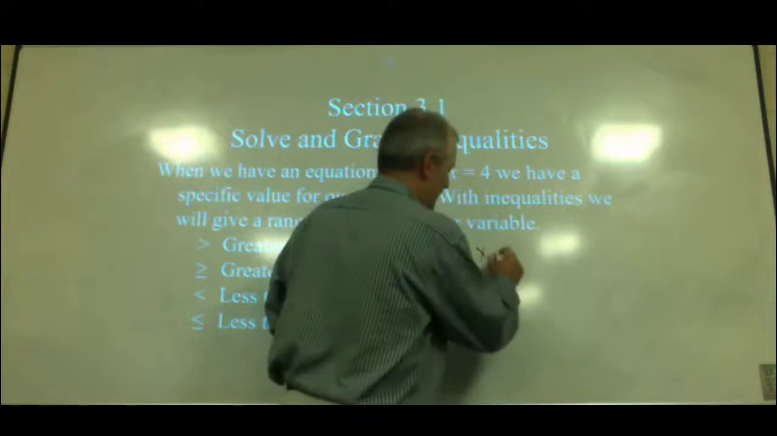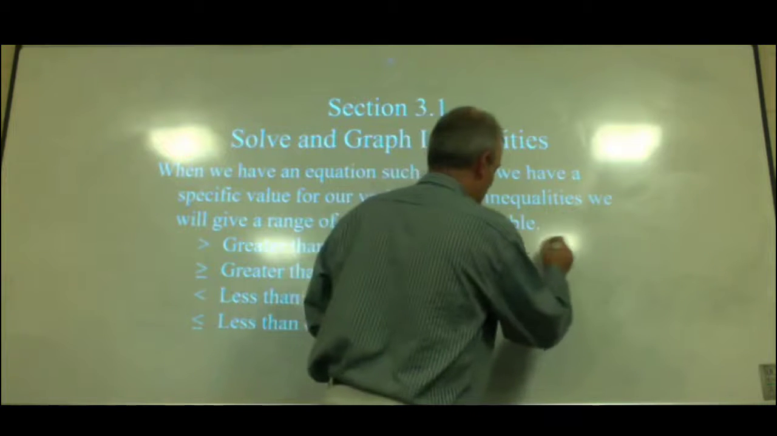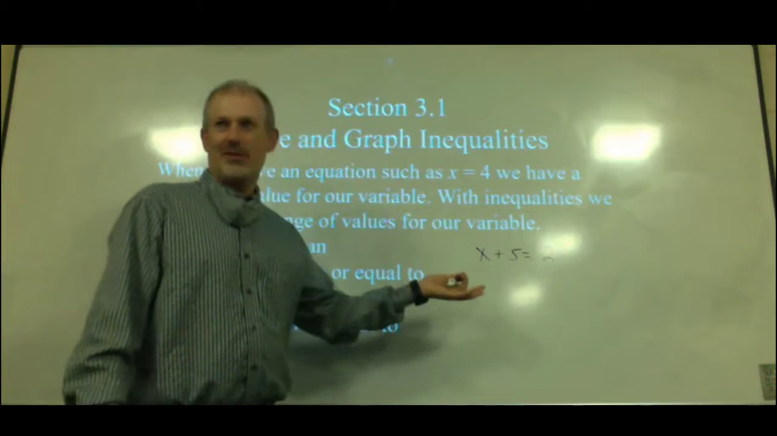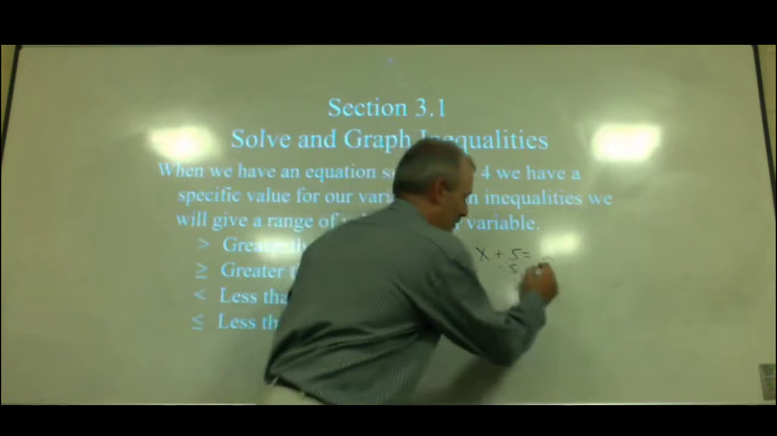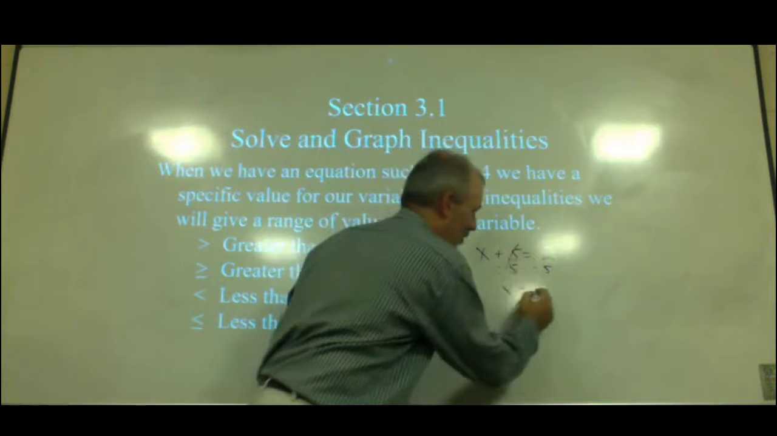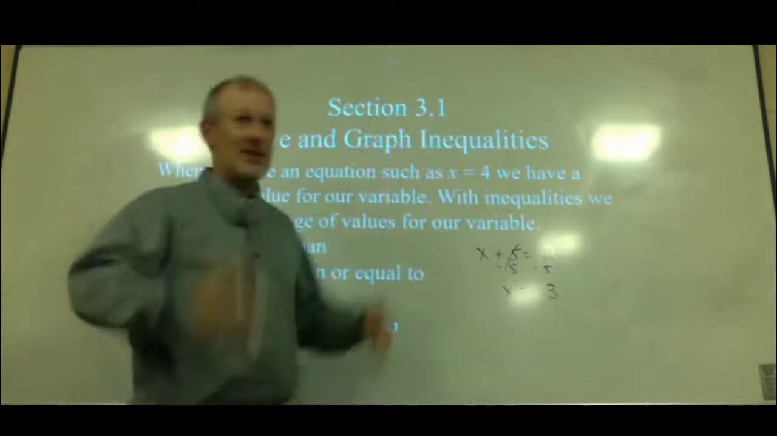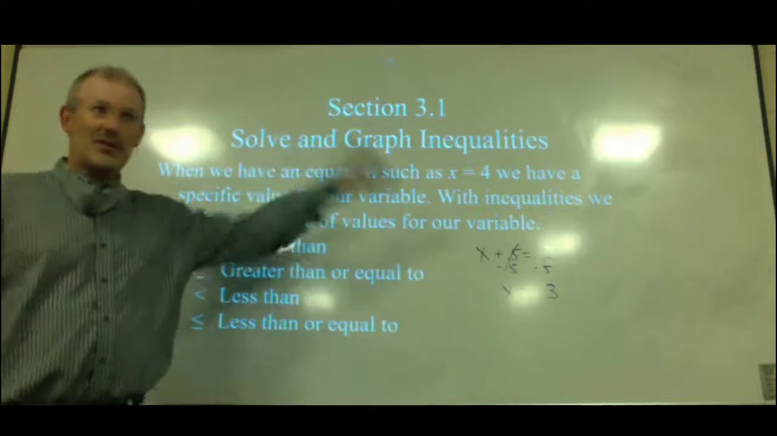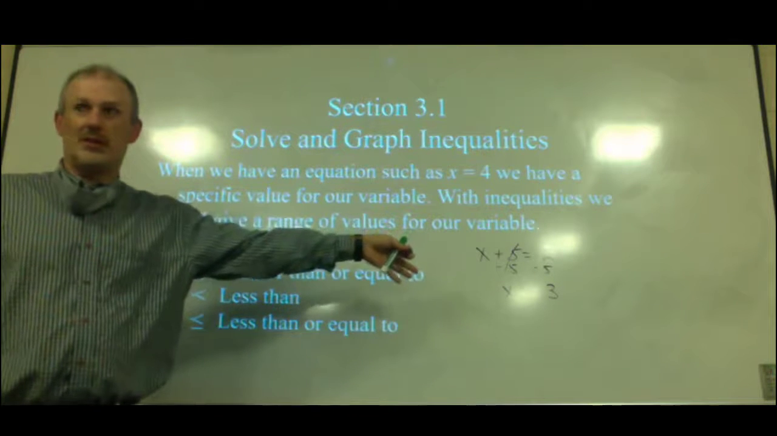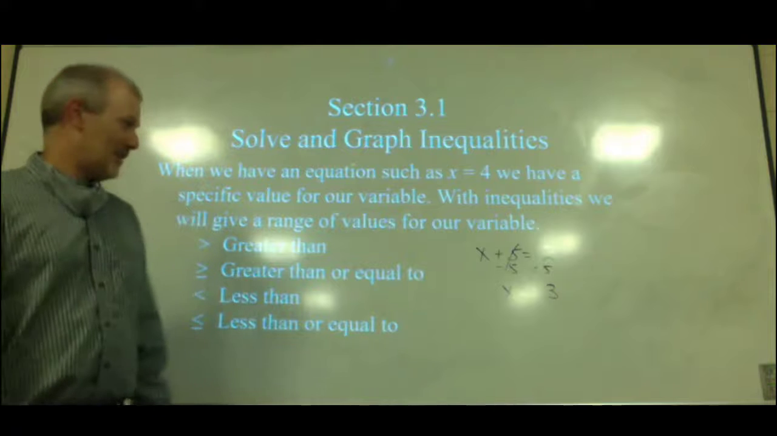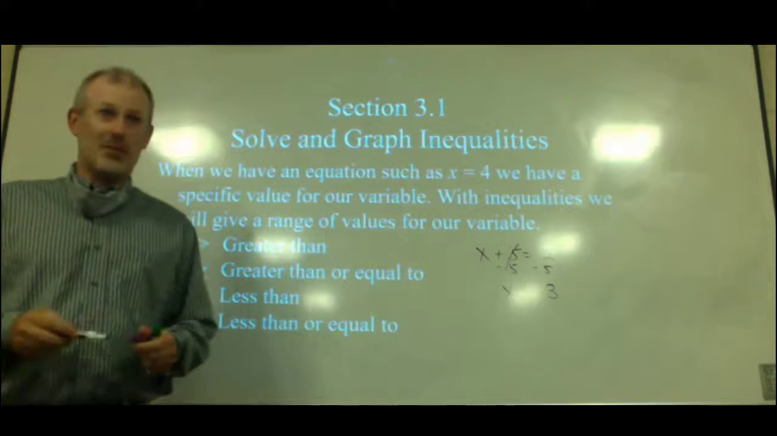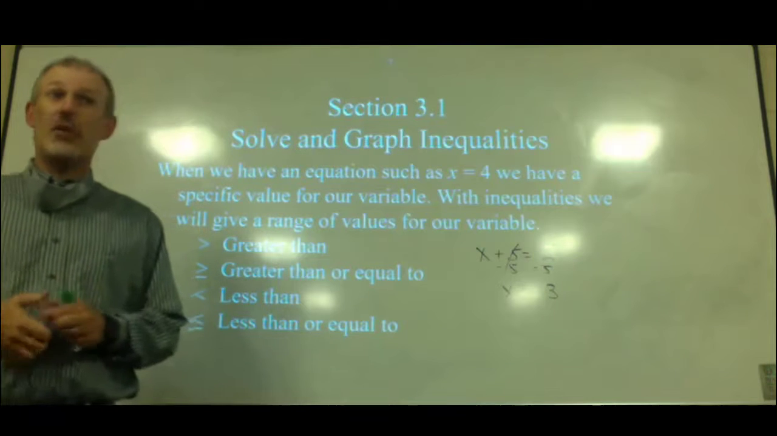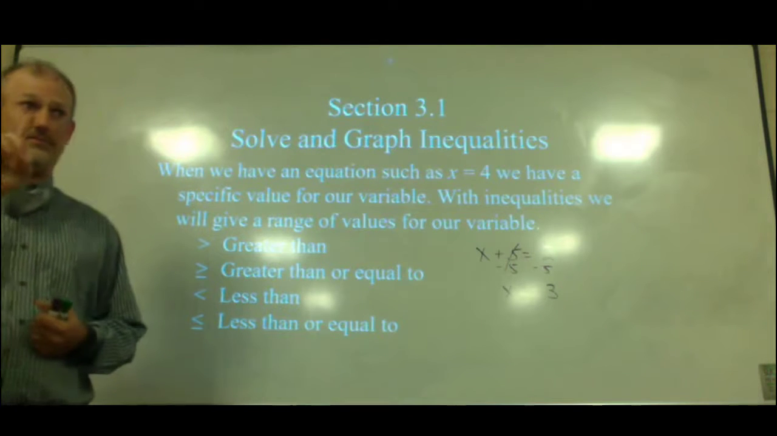So if we had x plus 5 equals 2, let's say, and I asked you to solve this, what would you do? Subtract 5. And then you find out the only number that will make this true is if x is -3, right? If I try any other number, it'll be false. Because -3 plus 5 is 2. Any other number plus 5 is not going to be 2. So when we have an equation, we get one answer.